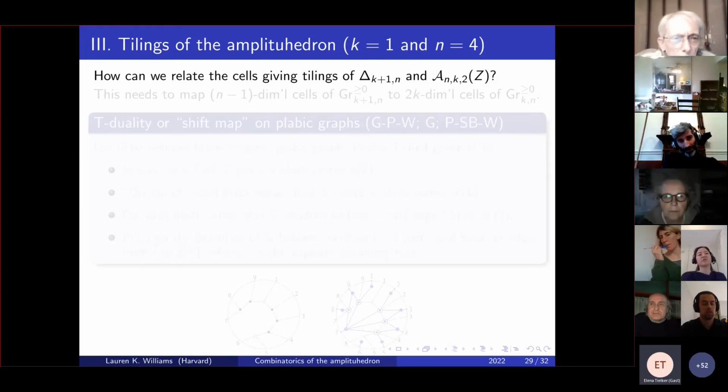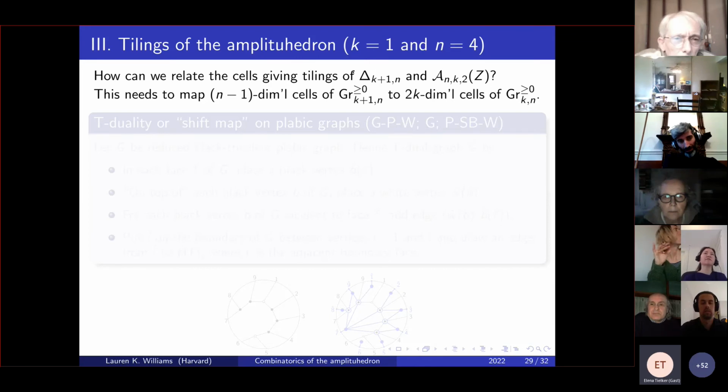So I'll just show what the map on plabic graphs is here. But just to step back a moment, in order to relate tilings of the hypersimplex and the amplituhedron, we have to find a map that maps n-1 dimensional cells of this Grassmannian to 2k-dimensional cells of this Grassmannian, which looks like a weird thing to do, actually.